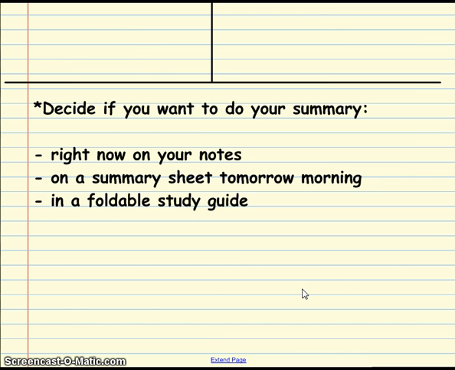Alright, summary. You can do your summary right now on your notes, you can do your summary sheet tomorrow morning, or you can create a foldable study guide. Take your pick which of these 3 you would like to do. Alright, that was 7-1, Multiplying and Simplifying Monomials.